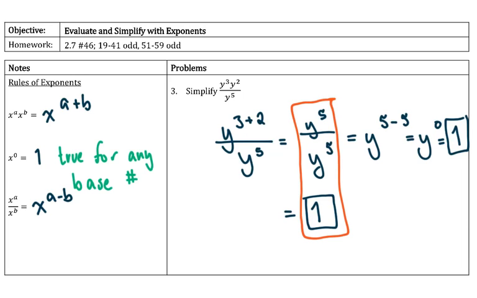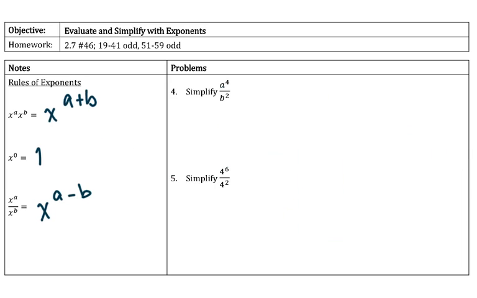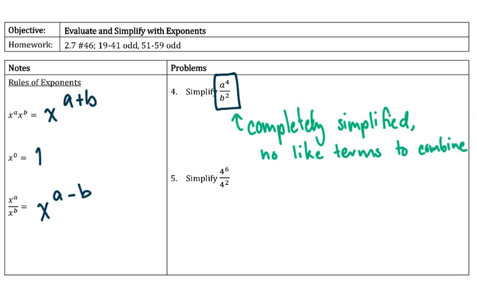Let's take a look at two more quick examples. Here we have simplify a to the 4th over b squared. Now here, some of you might think of this as a trick question. It's not a trick question, it's just a very easy question. This is already completely simplified because they are not like terms. They have different variables. So it's just a very straightforward problem.